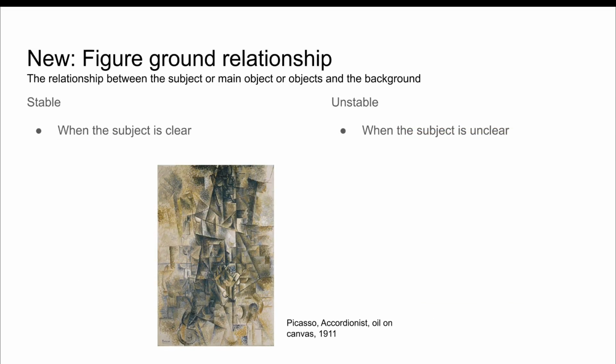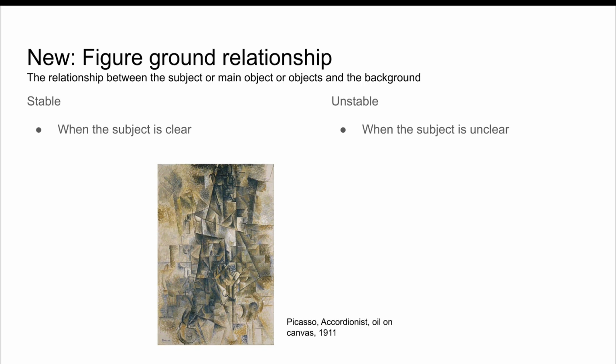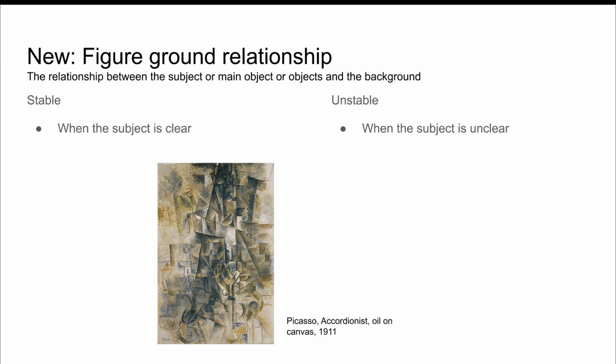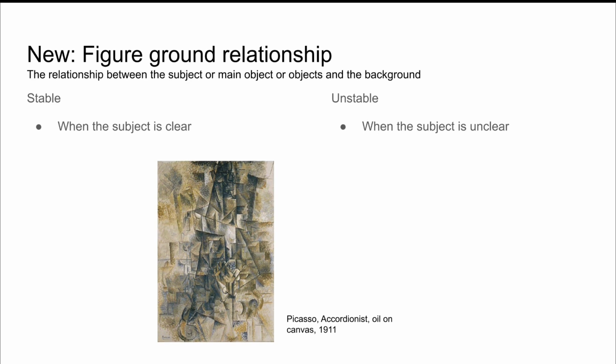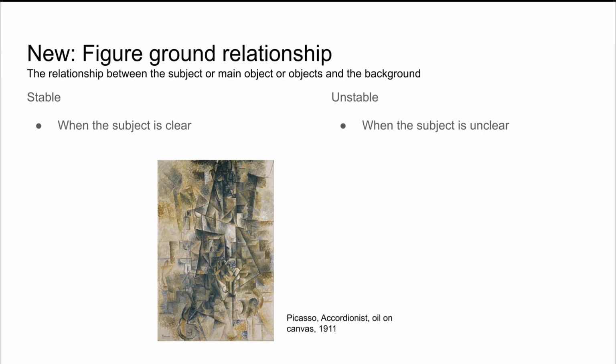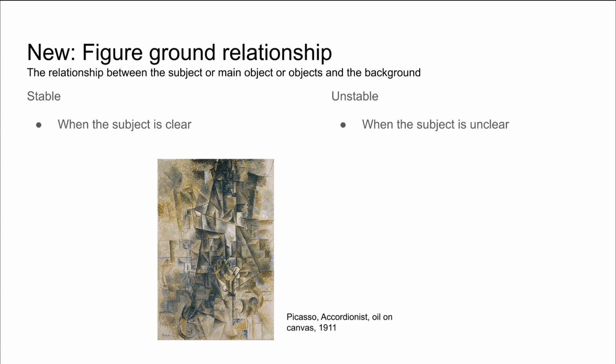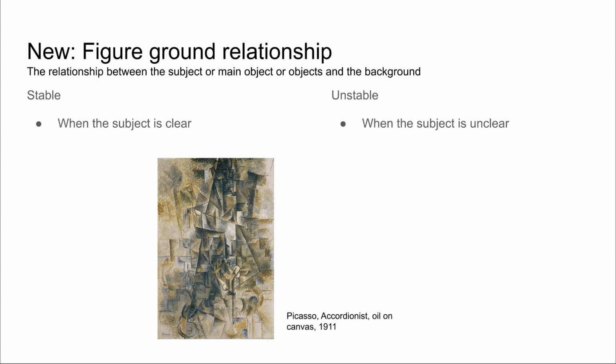Now we're moving on to a new part of this lesson, which would be figure-ground relationship. This is just a way of assessing the relationship between the subject or main object or objects and the background in a piece of art. There are two ways to assess it: stable or unstable. Stable would be when the subject is clear, and unstable would be when the subject is unclear.